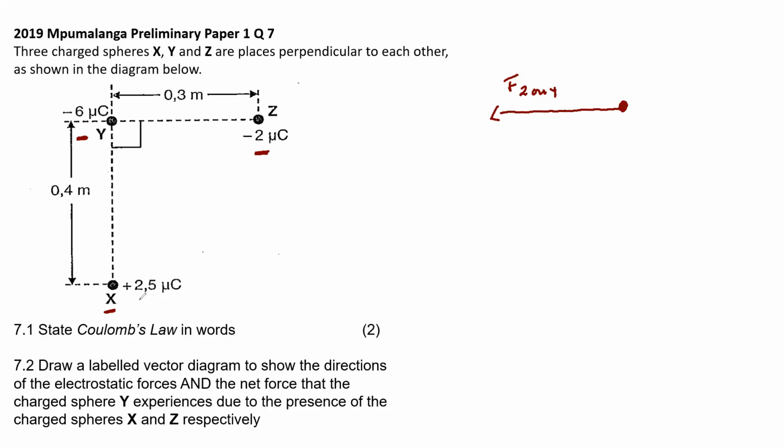What is X doing to Y? X is attracting Y. X says, Y, come towards me. I'm attracting you towards me. It's an attractive force. So this type of force is this one that goes just down this way, and it's the force that X exerts on Y.